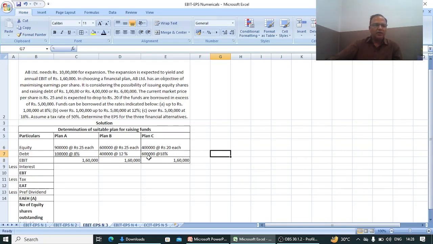First of all, we are assuming that if we are taking 1 lakh debt, we have to pay rupees 8,000 as interest. If we are collecting rupees 4 lakh, we will have to pay 48,000, and if we are collecting 6 lakh, we will have to pay 1 lakh 8,000. After that, we will solve the problem with a different assumption. Now, first of all, interest. Interest is 8,000. Now it will be 1,52,000.